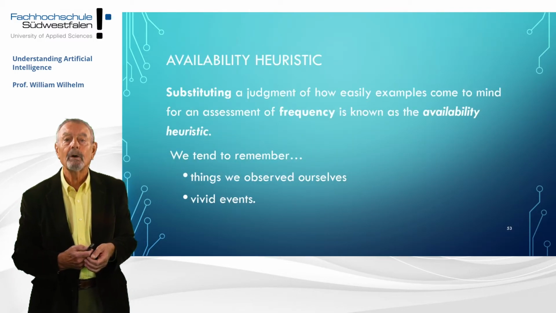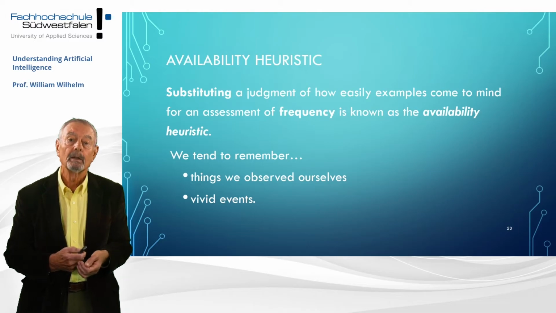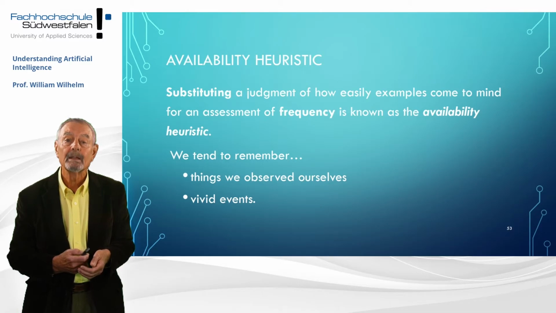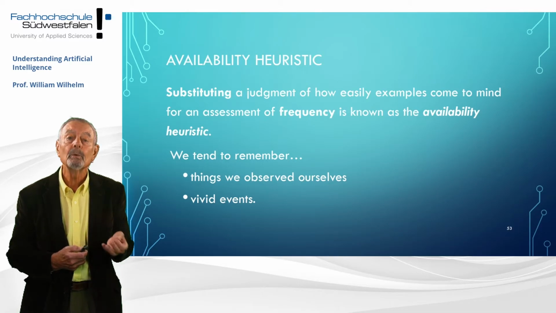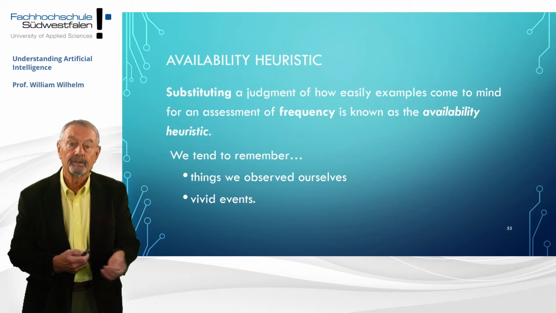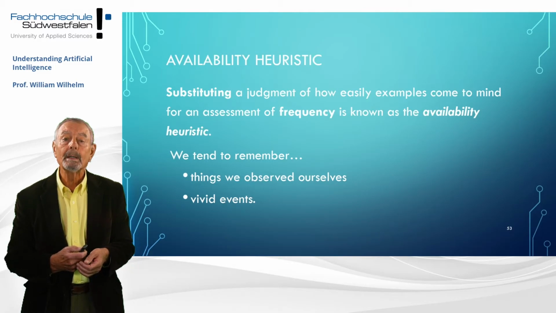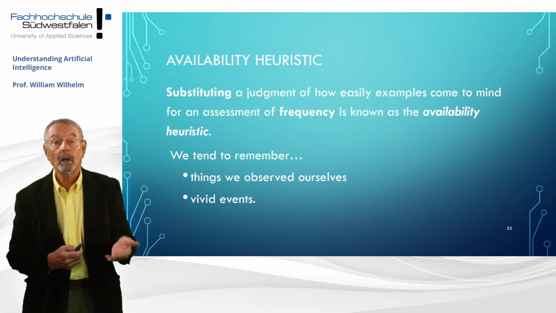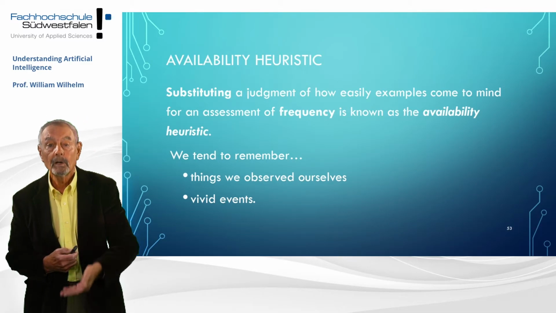Substituting a judgment of how easily examples come to mind for an assessment of frequency is known as the availability heuristic. We tend to remember things we observed ourselves, vivid events. These things are more immediately available in our memories and often increase our probability estimates of occurrences.